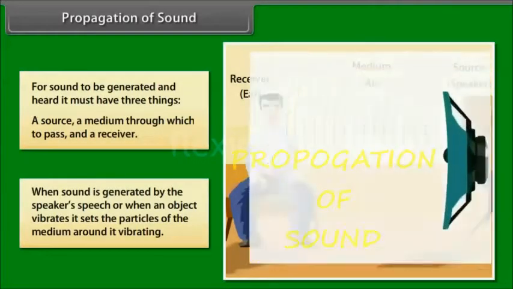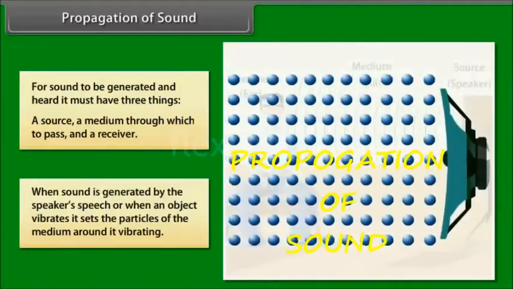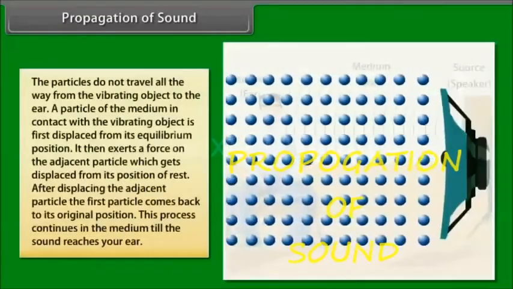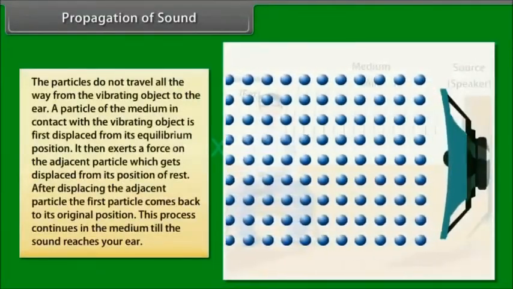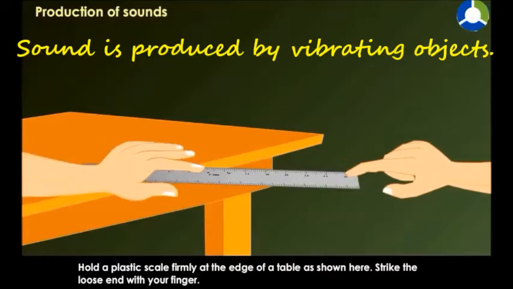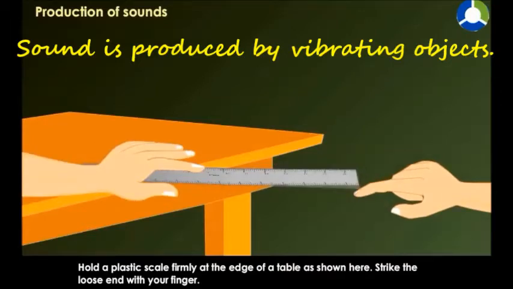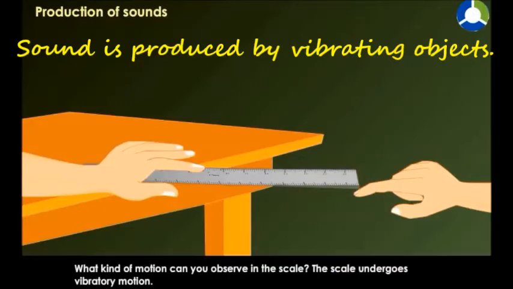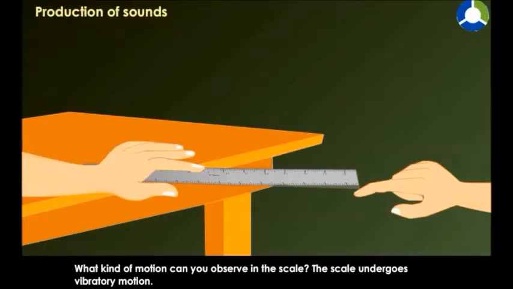When an object vibrates, it sets the particles of the medium around it vibrating. Now hold a plastic scale firmly at the edge of a table as shown here. Strike the loose end with your finger. Does it produce a sound? Yes, it produces a sound. What kind of motion can you observe in the scale? The scale undergoes vibratory motion.